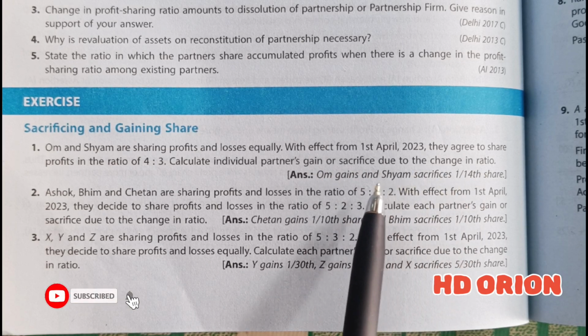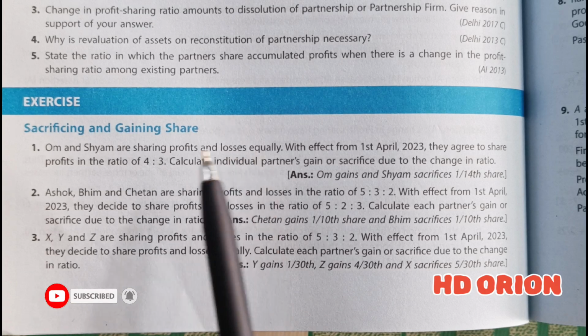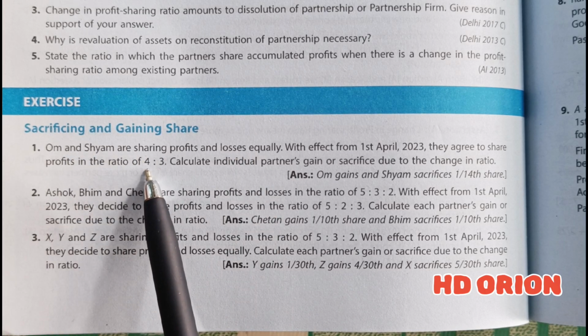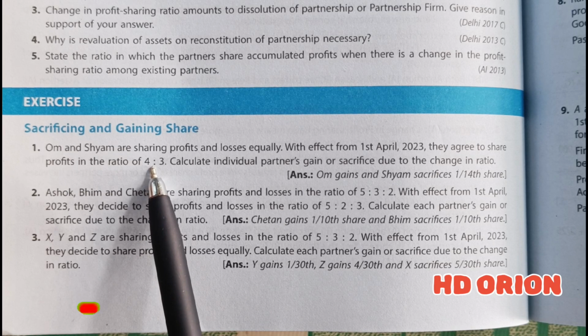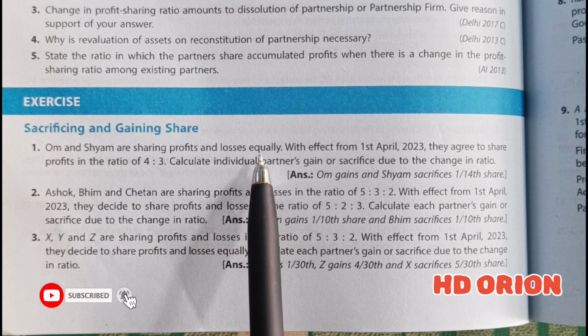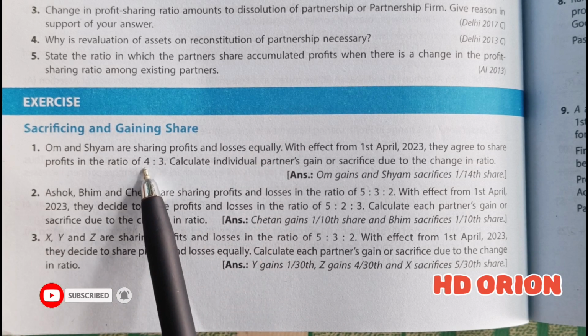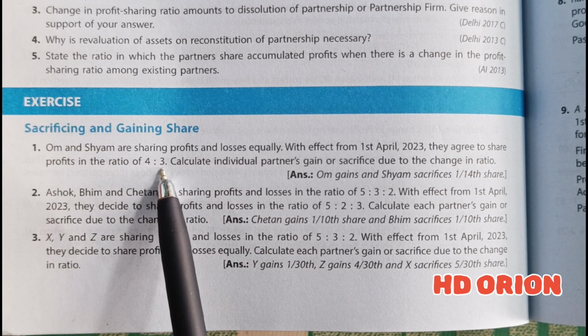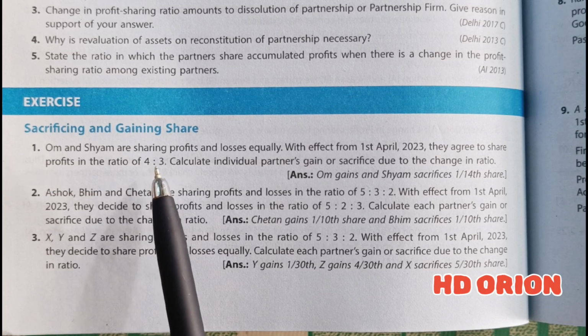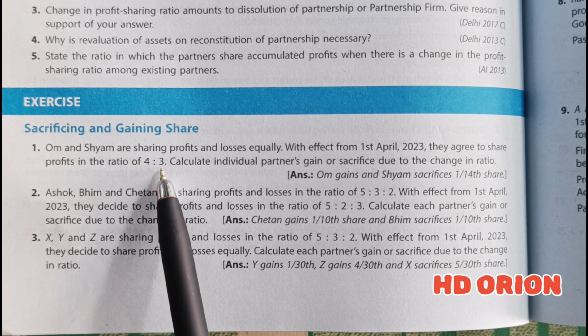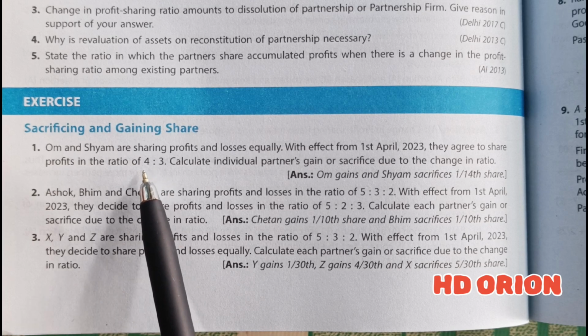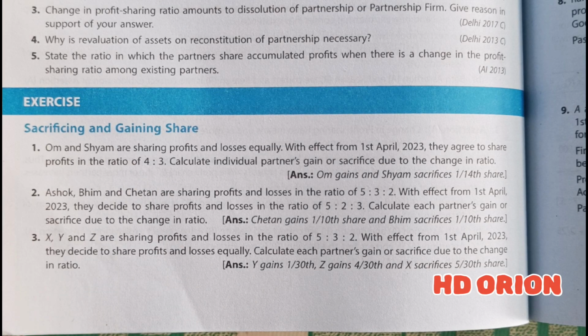Now, due to change in ratio, the earlier ratio is equal, that is 1:1, and now the ratio has changed to 4:3. So you see, earlier they were both getting equal, but now one partner is getting more and the other partner is getting less. You can see from here 4 means more and 3 means less. It means one partner has sacrificed so that the other partner can gain. So what is that portion in the profit which a partner has sacrificed or gained? So let us calculate this.